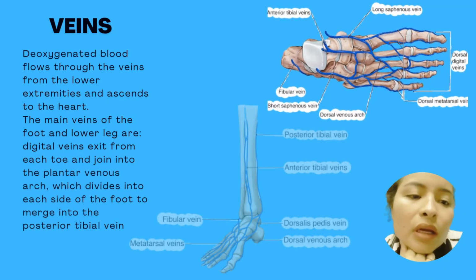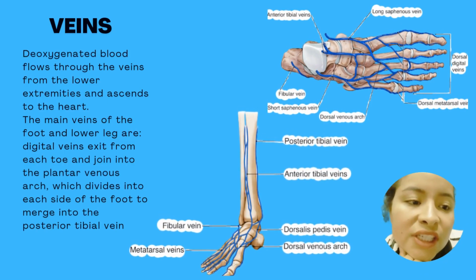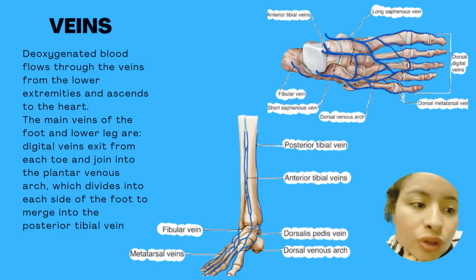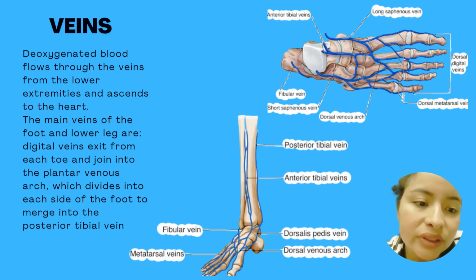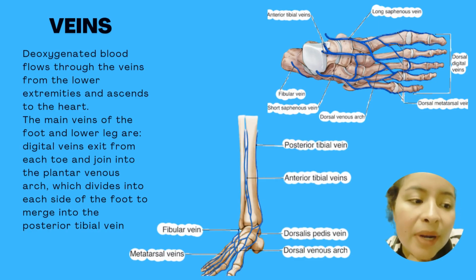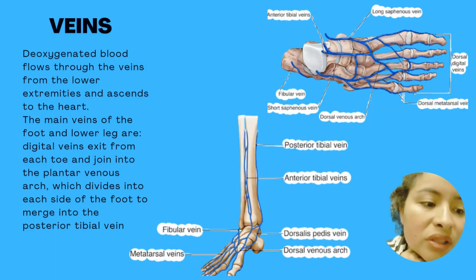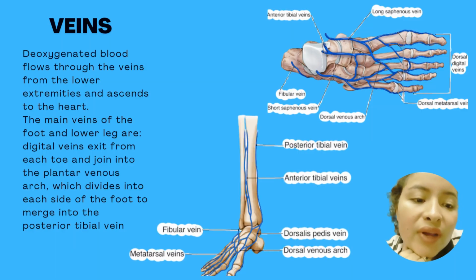Veins. Deoxygenated blood flows through the veins from the lower extremities and ascends to the heart. The main veins of the foot and lower leg are the digital veins, which exit from each toe and join into the plantar venous arch, which divides into each side of the foot to merge into the posterior tibial vein.